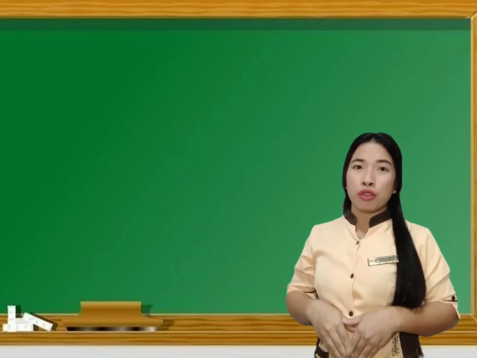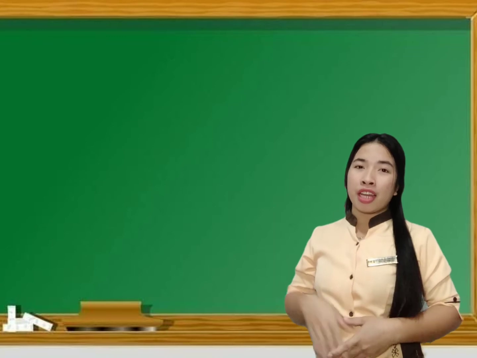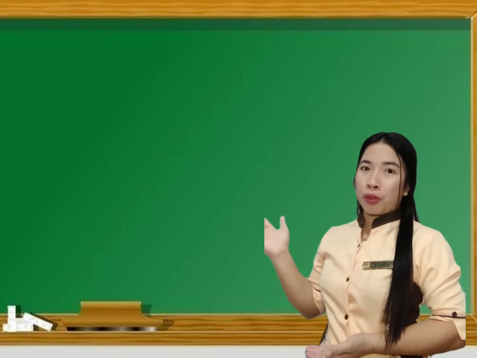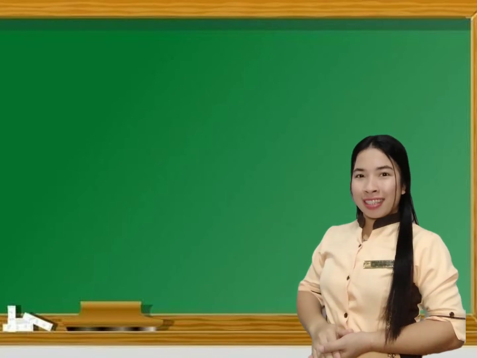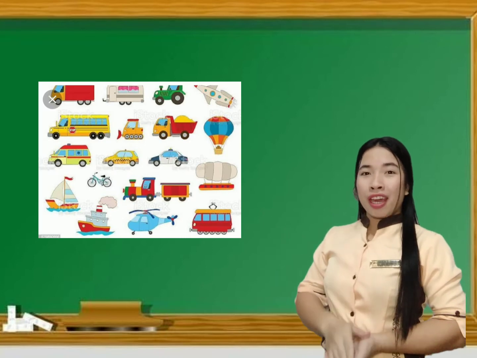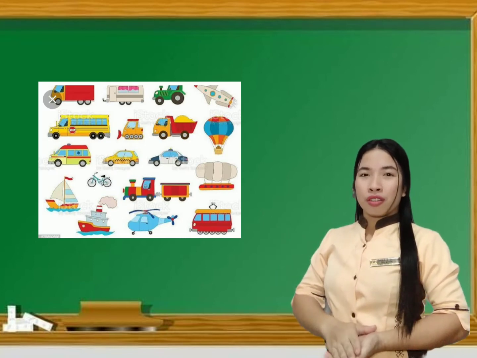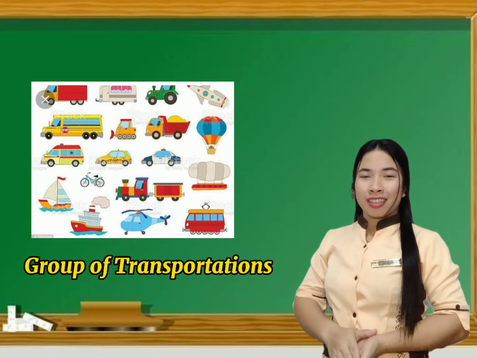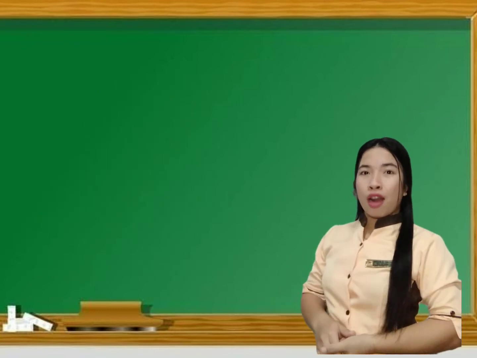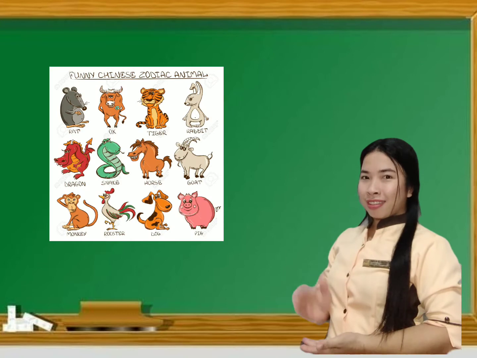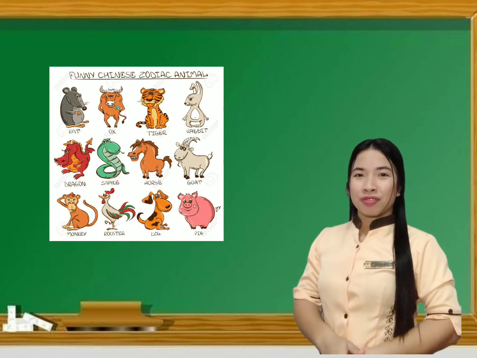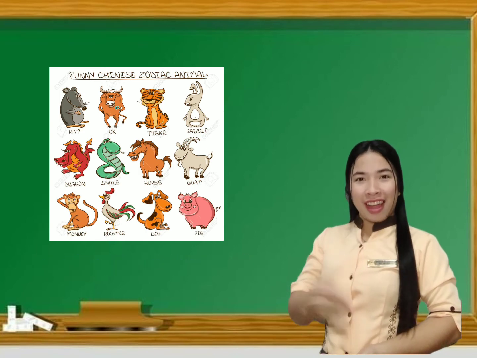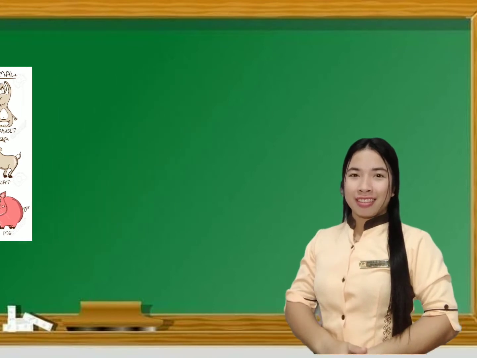Okay, class. I will show you some different pictures. Then identify what groups of sets this is. Picture number 1. What group of sets is this? Okay, Miss Dakay. A group of transportation. Correct. Thank you, Miss Dakay. How about the next picture? Miss Aryan? Sets of zodiac animal signs. Correct. Thank you, Miss Aryan.